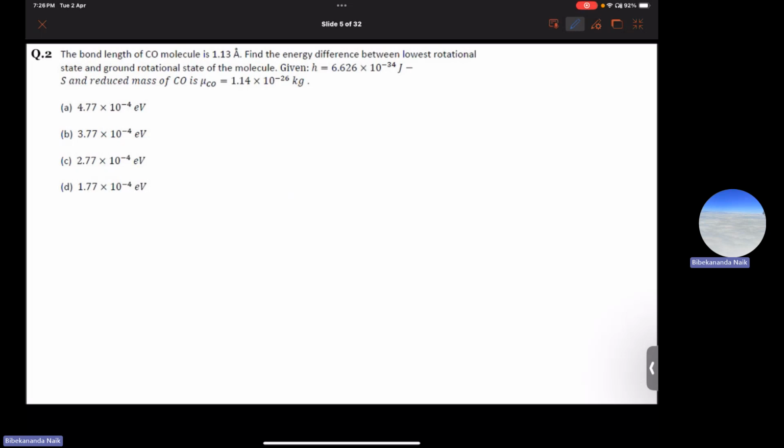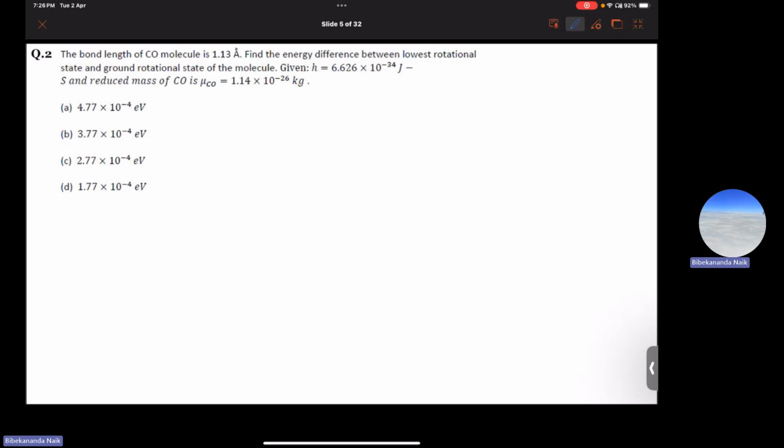The options are three. Also, during the calculation, we will be needing the following values. The value of h is given, which is again 6.62 into 10 to the power minus 34 joule second, and the reduced mass of carbon monoxide is given, which is 1.14 into 10 to the power minus 26 kg.